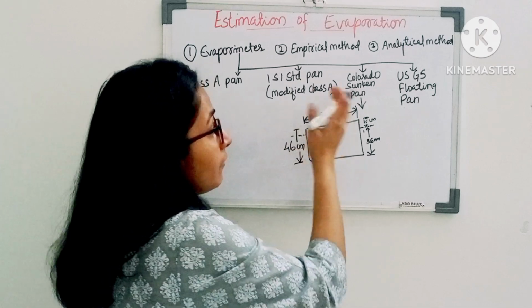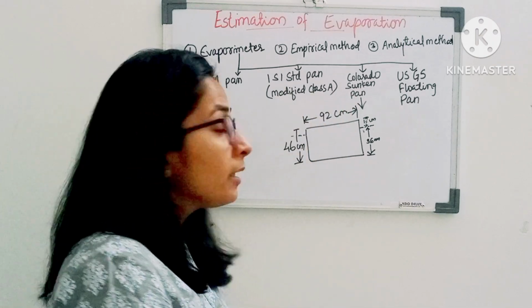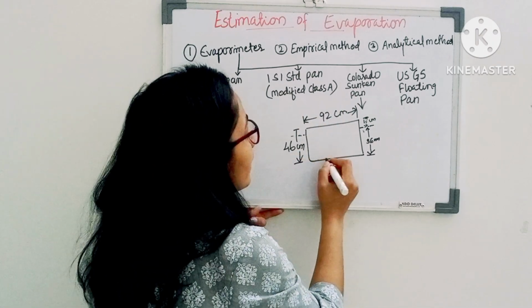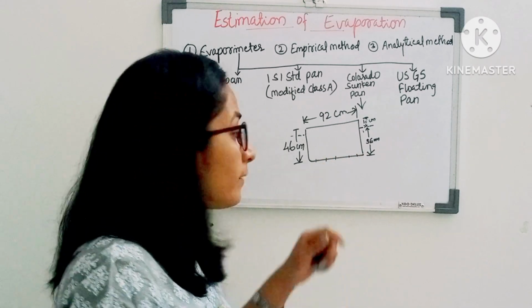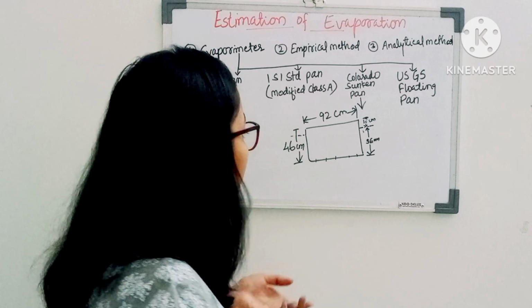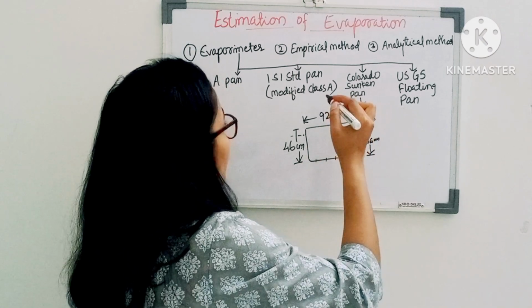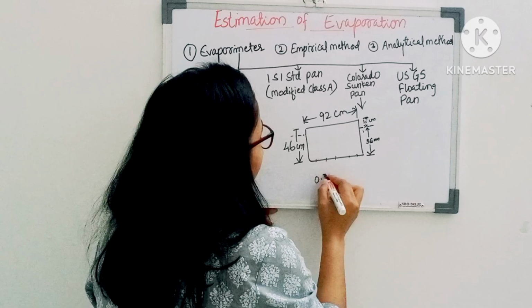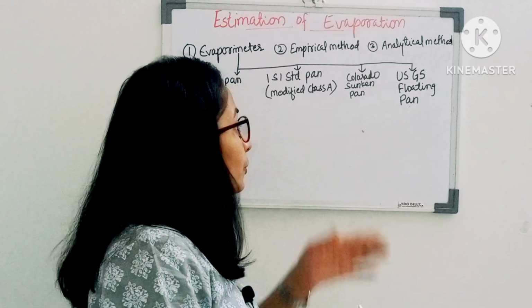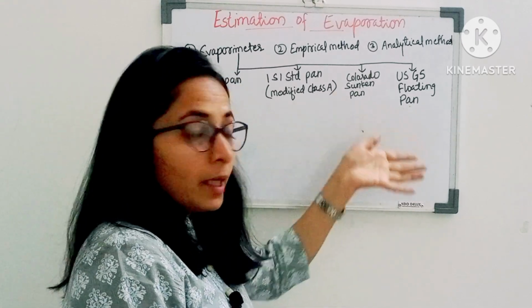And the disadvantage of this Colorado sunken pan is that if there is any leakage in this pan, then it's very tough to identify where the leakage or any problem is. And the evaporation coefficient for the Colorado sunken pan is 0.78. This one is the USGS floating pan evaporimeter.